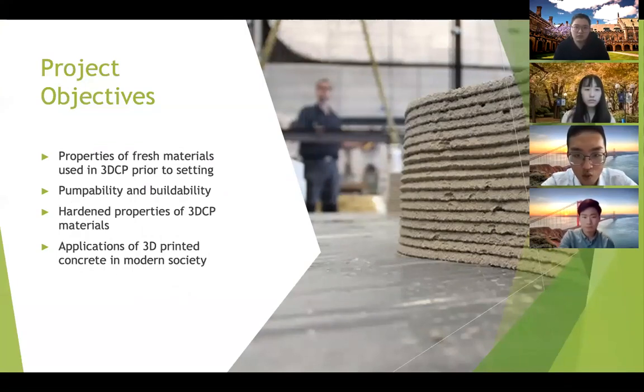Our capstone project is to analyze the principle of 3D CP and to provide a structured insight into the technical issues and solutions surrounding 3D CP. We will discuss the properties of fresh materials used in 3D CP prior to setting, pumpability and buildability, and hardened properties of 3D CP materials, as well as the applications of 3D printed concrete in modern society. The outcome of the project will be a well-developed 3D printing mixture, considering general design principles for 3D printing of concrete material. Now, Kai will introduce the benefits of our project.